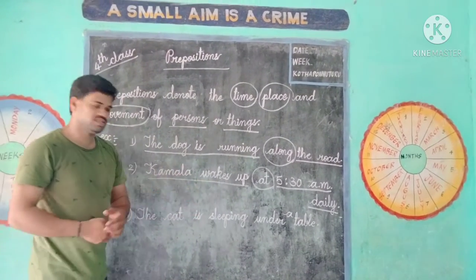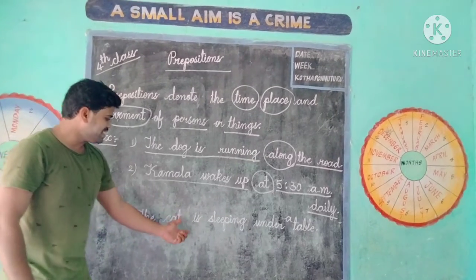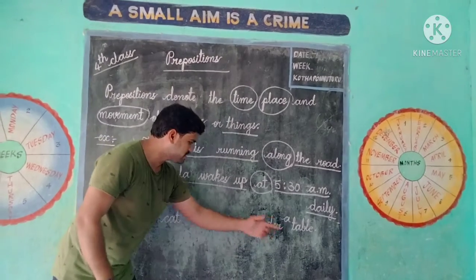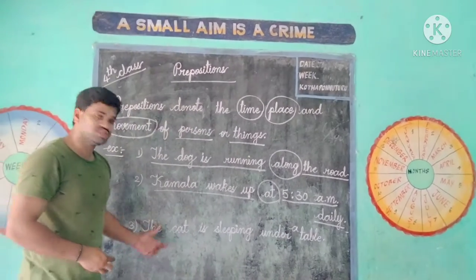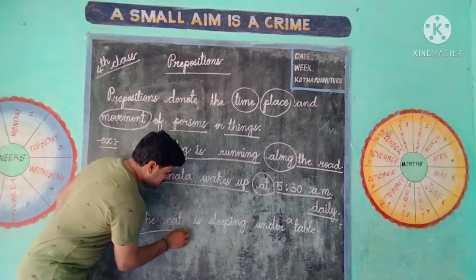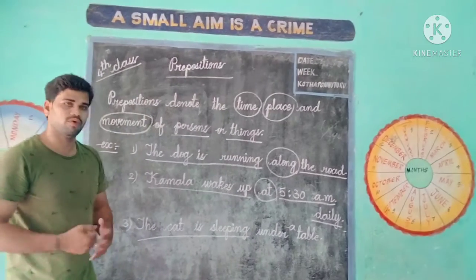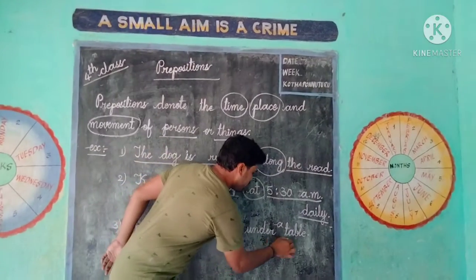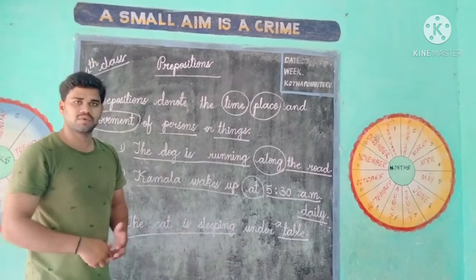Let's see the last sentence. The cat is sleeping under a table. The cat is sleeping. It's a meaningful phrase, a meaningful part. A table is a noun, a naming word.